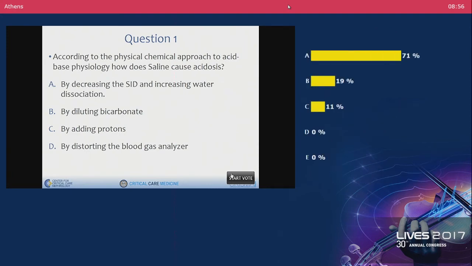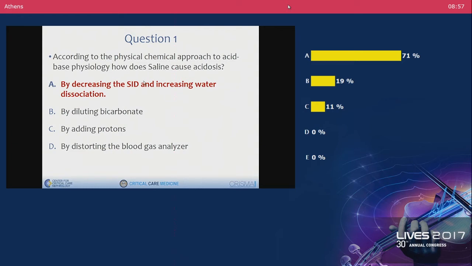Excellent, excellent. So the majority of you chose the correct answer. Now, we could quibble a little bit about this increasing water dissociation. Water actually exists in a lattice. It doesn't really associate the way we think of it as H2O, and it doesn't really dissociate into protons and hydroxyl the way we kind of think it does in high school chemistry. But nevertheless, there is an effect of the strong ion difference on the pH.